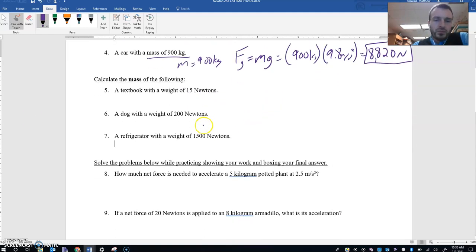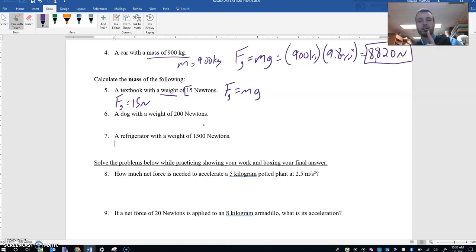Let's go down. Calculate the mass of the following. Now, this one's asking us to find the m in kilograms, but it says a textbook with a force of gravity of 15 newtons. So that means that the Fg is equal to 15 newtons. Well, how would I set this up? We're using the same equation, Fg equals mg.